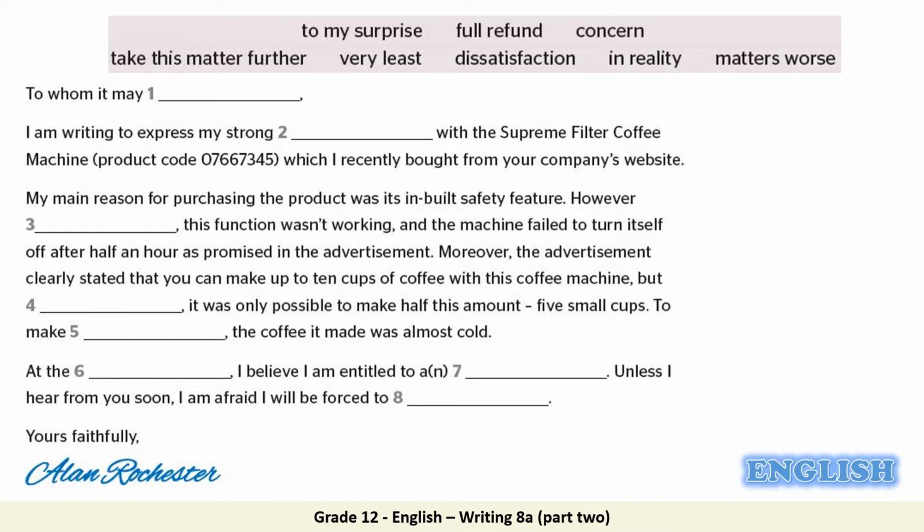Now, I want you to go to page 91 in your workbooks. This is a model letter of complaint, and it is about the advertised coffee machine. You're supposed to fill in the gaps using the words in the box above. Let's do the first two gaps together as an example. So, "To whom it may...", what do you think? Well, it's "To whom it may concern."